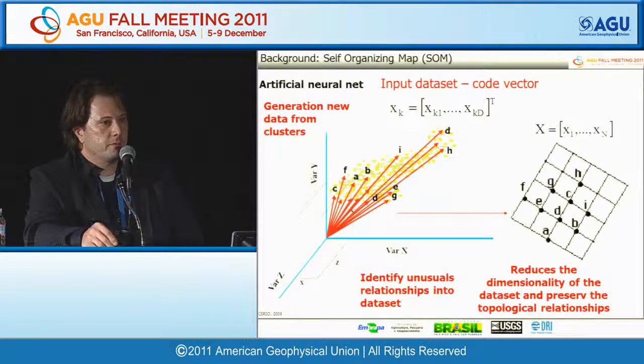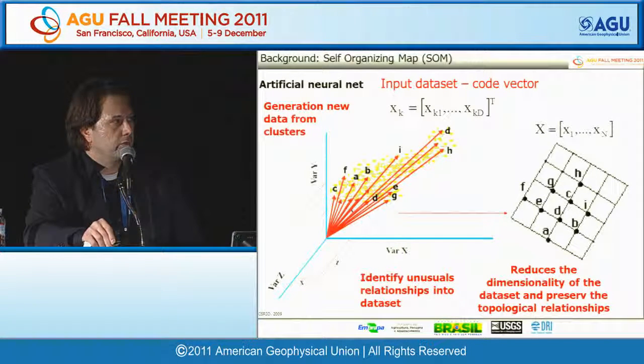Here, I won't spend much time explaining the SOM procedures because my colleagues explained them very well before. But the main objective here, the goal, is the generation of new data from clusters, identifying unusual relationships in the data set. It reduces the dimensionality of the data set and preserves the topological relationship. In summary, we destroy the spatial relationship and conserve the topological relationship.